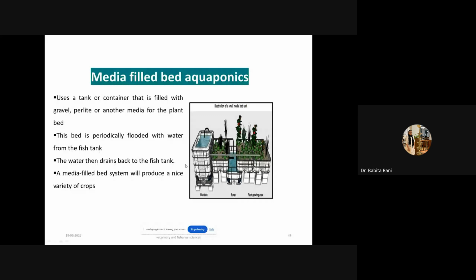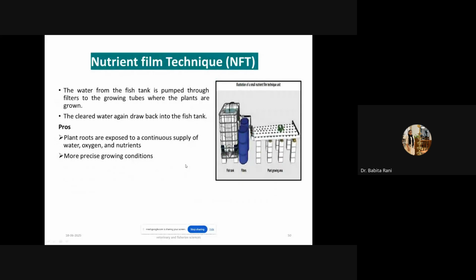This is how the media film works. We already mentioned that the water from the fish tank is pumped through the filters to here. We need a filter here also, because there is no other filter. It's just flowing through the pipes. Okay, so we need a filter here. This is a biofilter, a simple biofilter, what we saw in the RAS system.